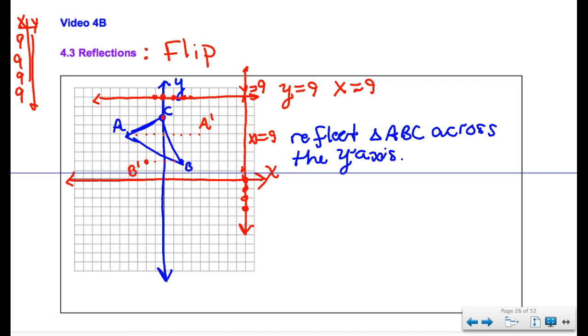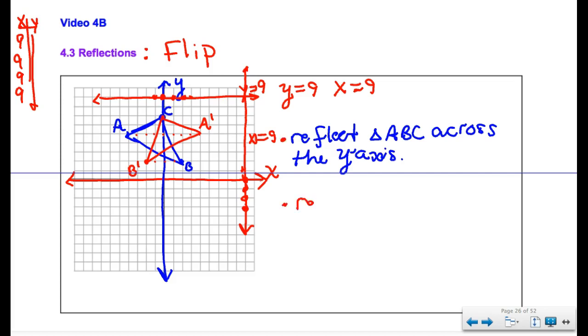C is on the reflection line. Kind of consider a fold in a sheet of paper. Any point on the fold, when you fold the paper, is going to stay put. And so anything on your reflection line will stay put. And there is my triangle reflected over the y-axis.